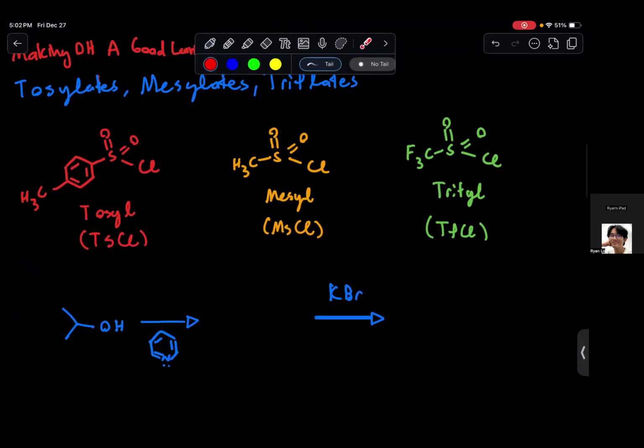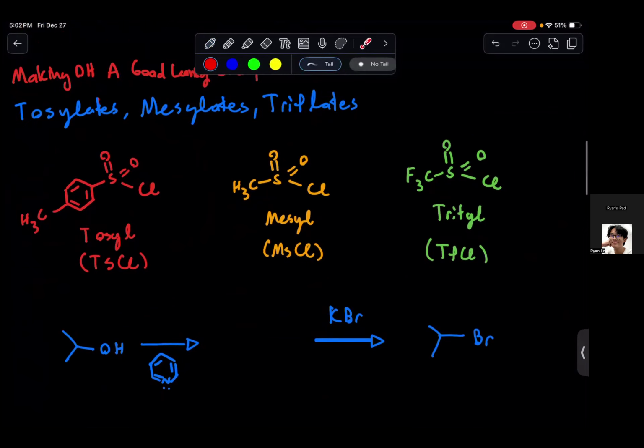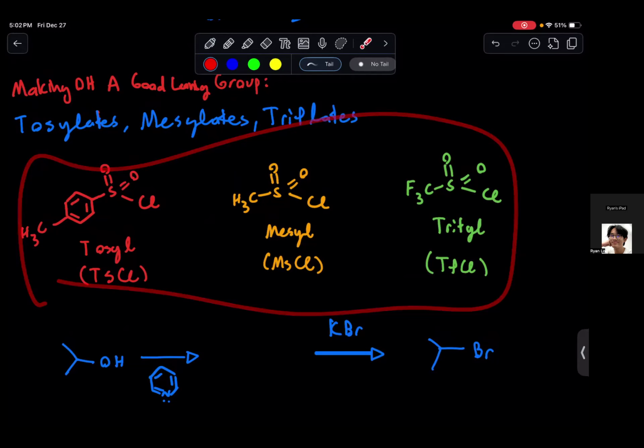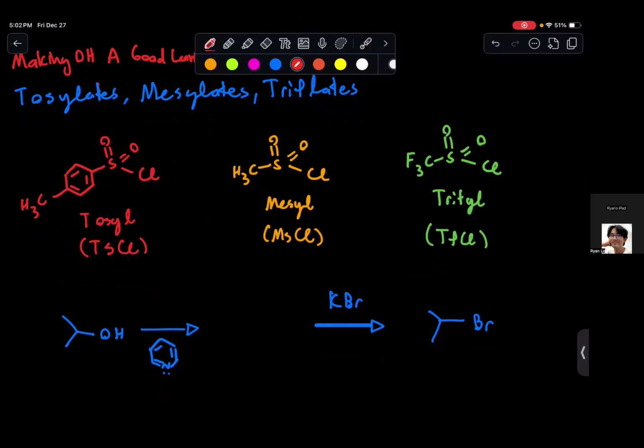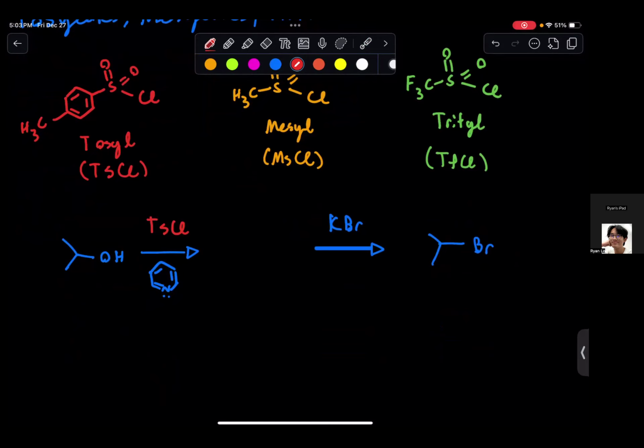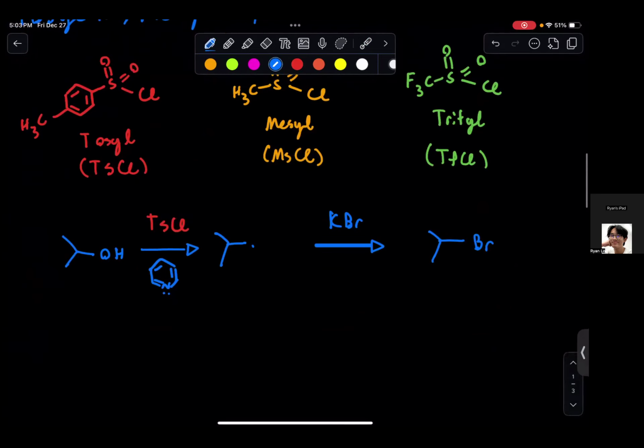Let's say I want to create BR at the end here. I know that if I want to use one of these groups to make OH a good leaving group, I have to choose one of these. Let's say I'm going to roll with tosyl chloride. With the addition of this little pyridine base right here, you're going to make this OTs right here, and the Cl is going to be chilling on its side.